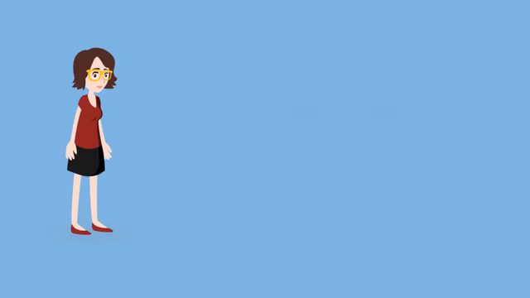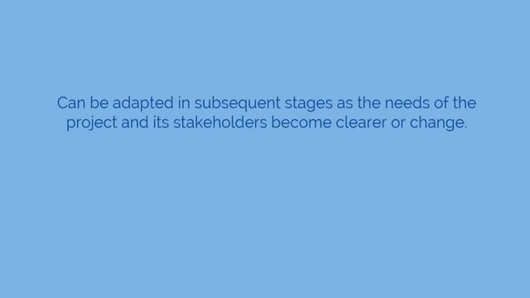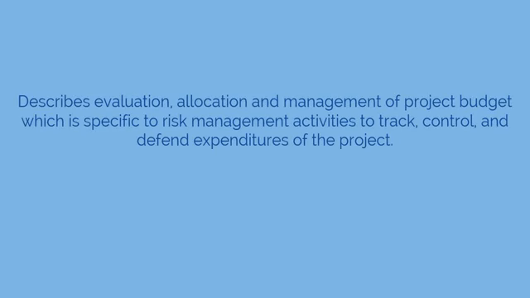Now let's see what the purpose of the risk management plan is. The plan describes how the risk management processes should be conducted and how they relate to other project management processes. The plan can be adapted in subsequent stages as the needs of the project and its stakeholders become clearer or change. The plan describes the evaluation, allocation, and management of the part of the project budget which is specific to risk management activities in order to track, control, and defend the corresponding expenditures throughout the project.